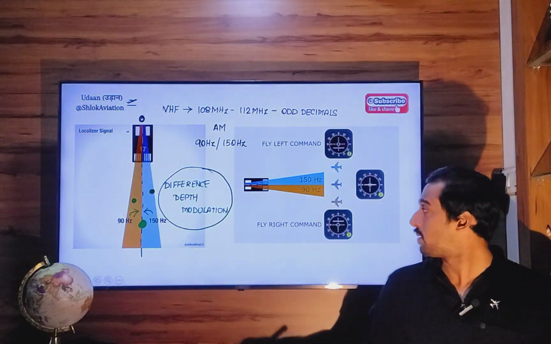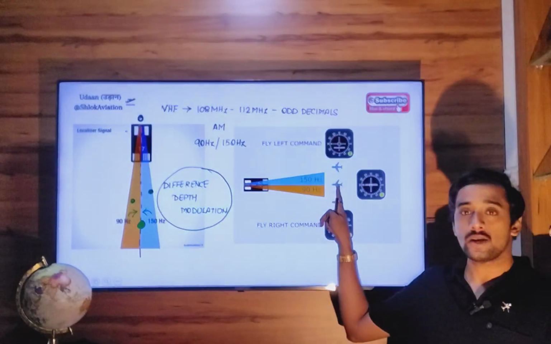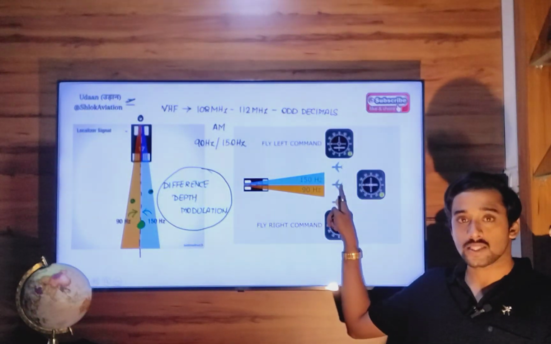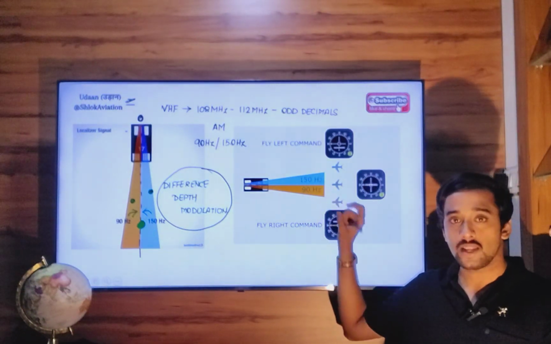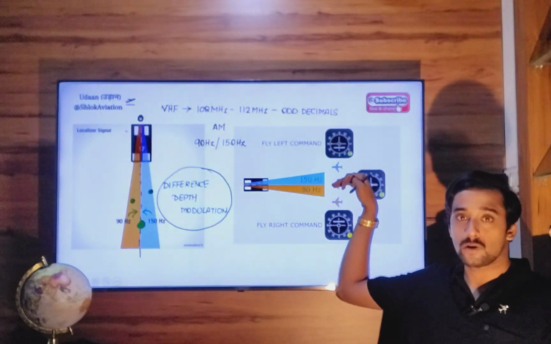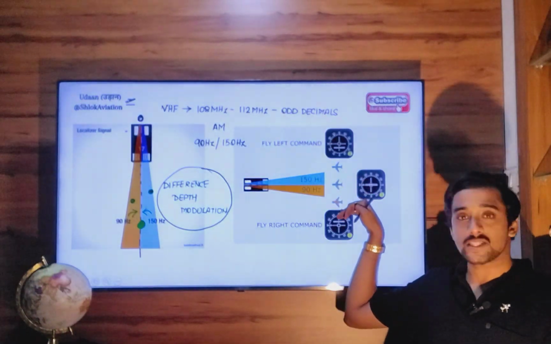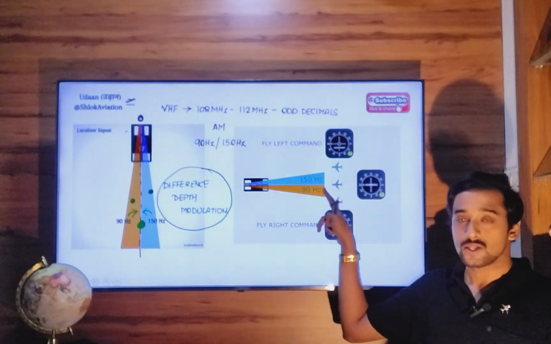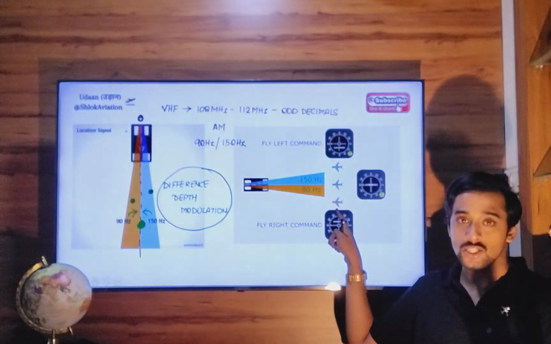Okay, over here. So when you are right on the center line of the runway, the extended center line, you receive 90 hertz signal and 150 hertz signal equally. So they have painted this aircraft half orange, half blue. When you are to the left of the center line, you will only and only receive 90 hertz signal. So they have painted this aircraft orange in color.